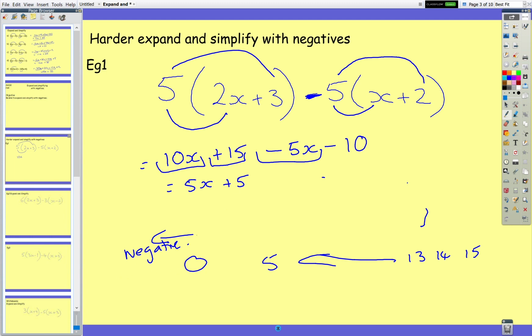If we went past 0. But at the moment, we start at 15, take away 10, leaves me with a positive 5 value, okay? Right, now, hopefully you got your head around that, because this one is even trickier.